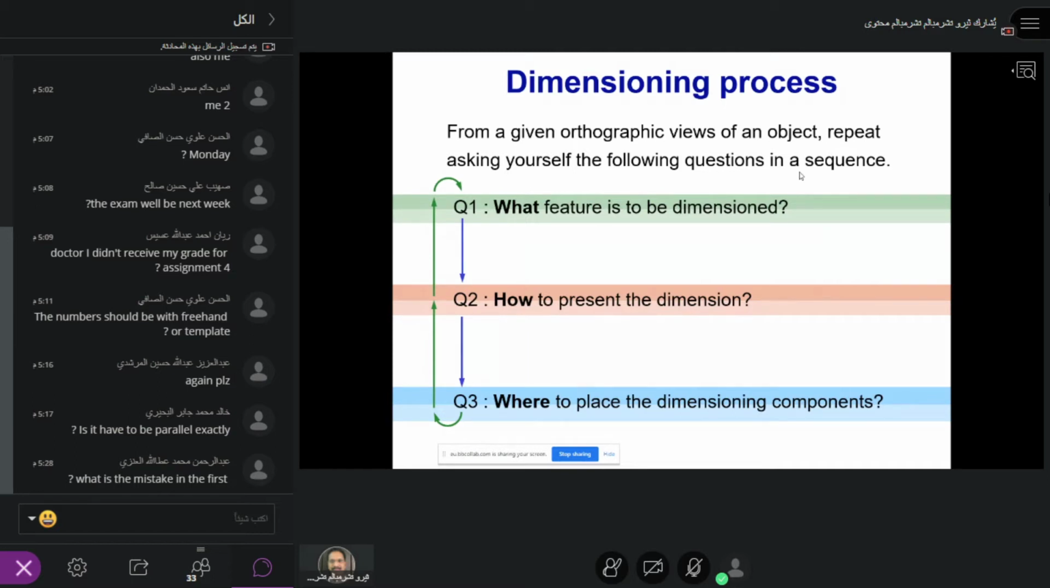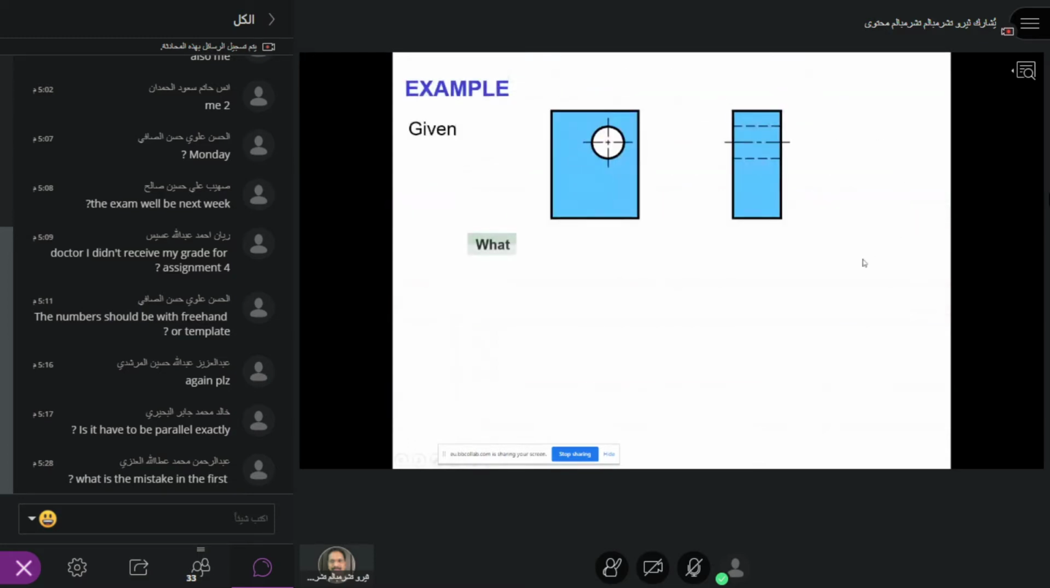Okay, what feature am I going to dimension, how am I going to present the dimension, and where exactly am I going to place it. Do you understand? If you ask these three, then at least you won't make mistakes. You will avoid repetition of the dimension and too much dimensioning and so on. So in this example, what am I going to dimension, how am I going to dimension it, and where am I going to dimension it.